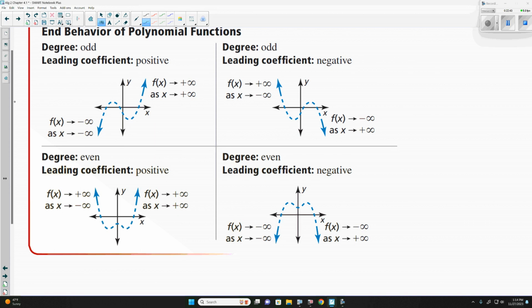Now, if the degree is even, the bottom 2, and the leading coefficient's positive, they're both going to end up going up. The y values will end up increasing to positive infinity at some point. They're going to keep going up this way. Now, the reason we have the dashes in the middle is because the different types of even degree polynomial functions, between those 2 spots, will do something different depending on the function.